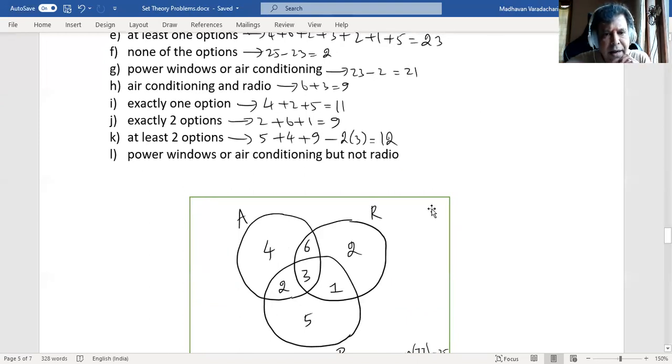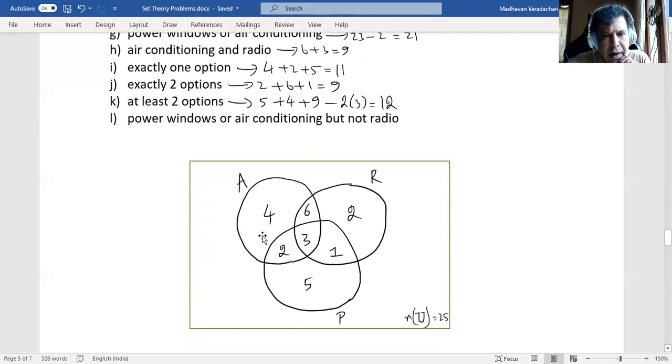Then power windows or air conditioning, but not radio. That means I should ignore this 4, 6, 3, and 1. I should consider only this 4, 2, and 5, which becomes 11. Because power windows or air conditioning means this A union P, all these numbers will come, but the not radio condition is there. That means I should ignore this 6, 3, and 1. That means I should add only 4, 2, and 5.